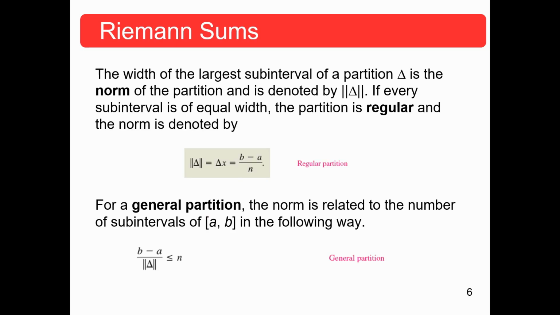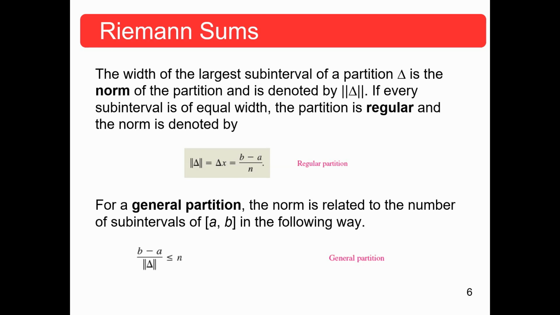Now, the width of the largest subinterval of a partition delta is called the norm of that partition. It's denoted by these double bars around it. So this is like the magnitude. Remember when we did the magnitude of vectors? This is kind of the magnitude of that length, that delta. That's the length of that partition, and it's the largest length.